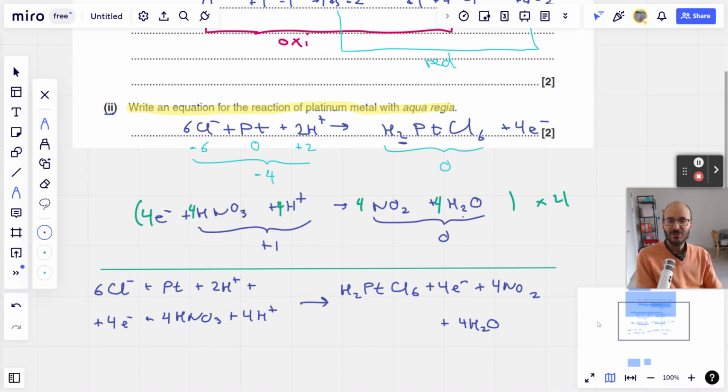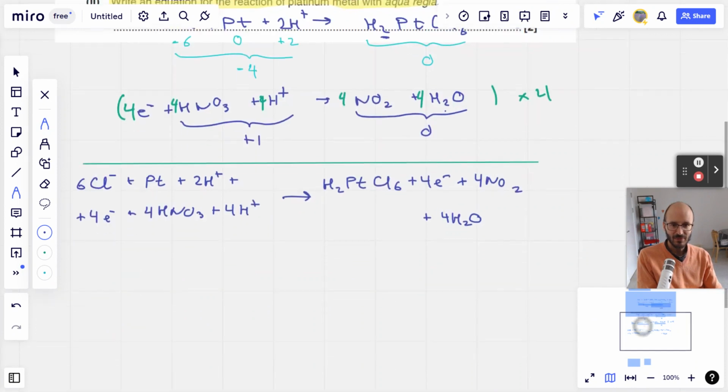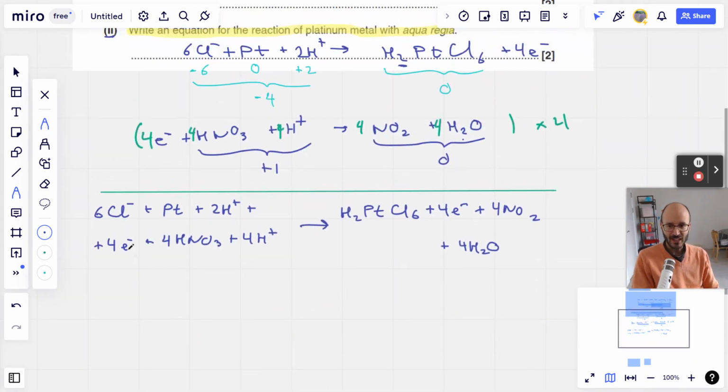And what you have to do now is to do a bit of tidying up. So the electrons cancel out, and they always have to cancel out. If they don't, there's something wrong. These 2 protons and 4 protons, we are not going to write it that way. We are going to write it as 6 protons, right? That's it. That's your answer. What you could do is, if you wanted to, you don't have to, but instead of writing 6 chlorides and 6 protons, you could have written 6 HCl.